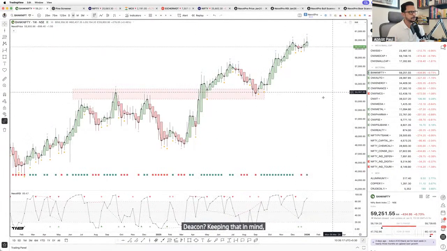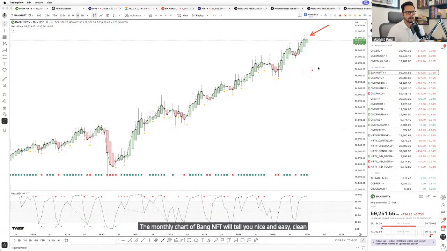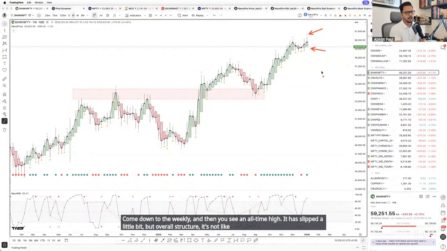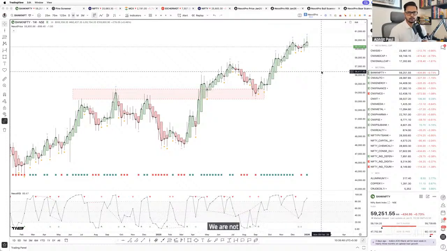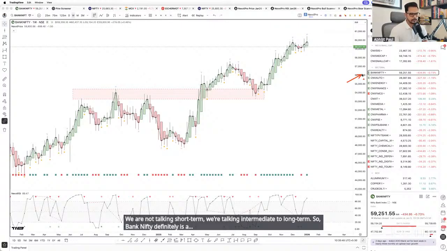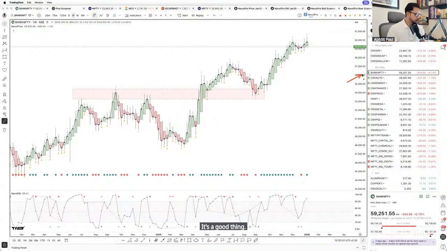Let's take a look at Bank Nifty. The monthly chart of Bank Nifty will tell you nice and easy, clean, all-time highs, holding fine. Come down to the weekly, and you see an all-time high. It has slipped a little bit, but overall structure, it's not angling down. And on your chart, if you put moving averages and lines and all that, most of them will be on the upward trajectory. We are not talking short term, we're talking intermediate to long term. So Bank Nifty definitely is a candidate, a sector which has potential just like pharma. It's a good thing. Why is it a good thing for the overall market? Because Bank Nifty has a very good weightage. If Bank Nifty moves, it will help the Nifty.